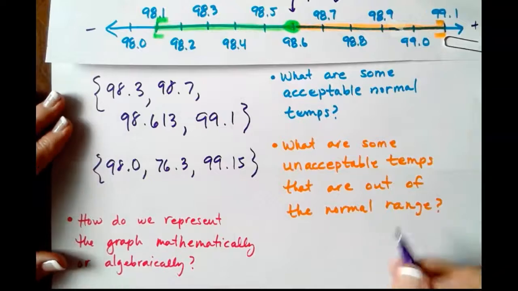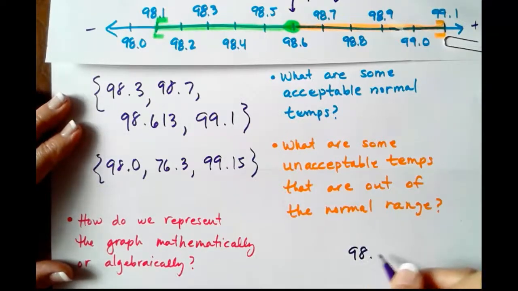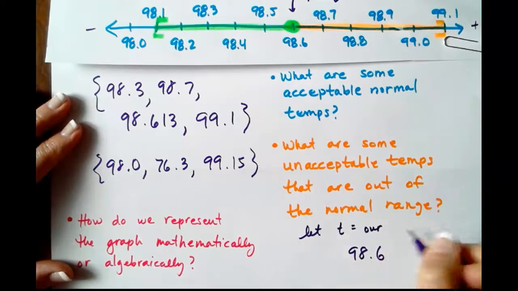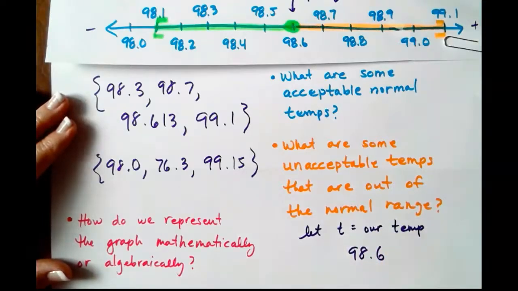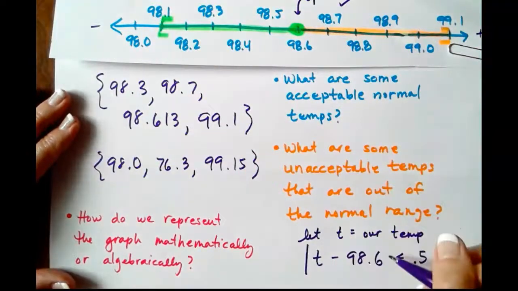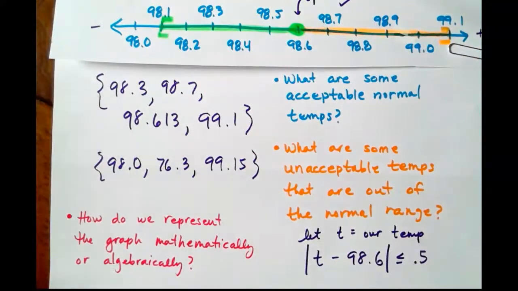So think about it. If 98.6 is optimal, we're going to let T represent our temperature. So what that means is this. Our temperature minus 98.6 has to be less than or equal to 0.5. But remember, we can go to the left or to the right. That's why we're going to include absolute value. So the absolute value of our temperature minus 98.6 must be less than or equal to 0.5.